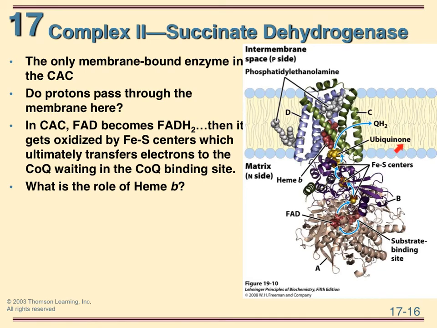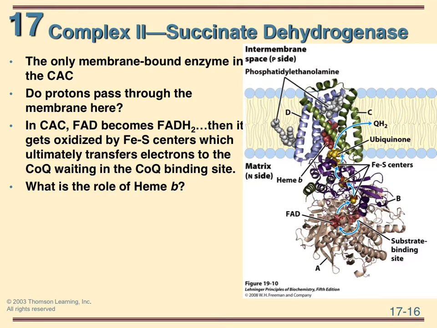Remember the Q? That's the ubiquinone, whenever they just abbreviate it as Q. And it becomes ubiquinol, which is QH2, and it leaves to go to complex 3. Remember, it has nothing to do with complex 1. Complex 1 and complex 2 are separate from each other. As I pointed out, there's nothing to do with heme B.